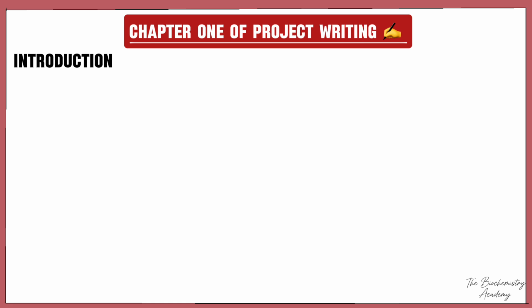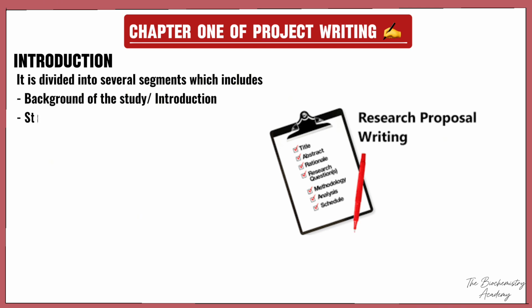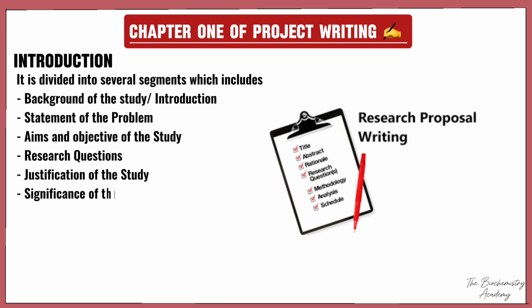In today's video, we'll talk about chapter 1 of project writing. Now, chapter 1 of project writing is all about introduction. It is divided into several segments, which include the background of the study or introduction, the statement of the problem, the aims and objectives of the study, the research questions, the justification of the study, the significance of the study, and the scope of the study.